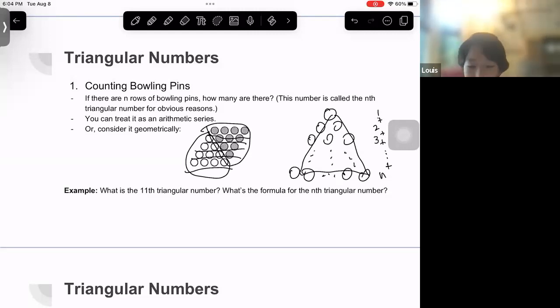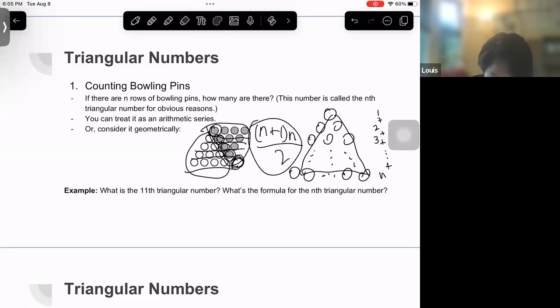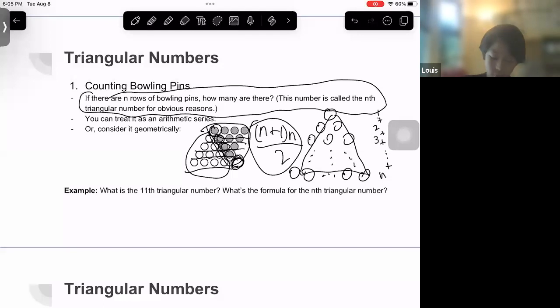And if there are n, then there are n plus 1 rows, because there are n of these right here, and we have an extra one right here. So there are n plus 1 rows. And in each row there are n, so times n, and then over 2. So this would be our formula for this question right here. And I'll give you guys a few minutes to solve this problem.